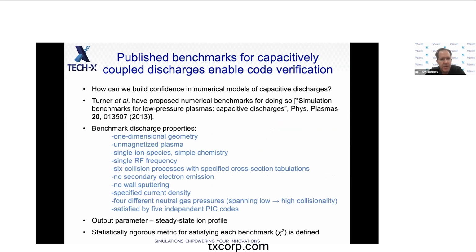So there's the salient question then. How do we build confidence in our numerical models of capacitively coupled discharges? There's been a number of benchmarks proposed in the literature by Miles Turner back in 2013 that are trying to tackle this problem. Essentially, the goal of these benchmarks is to create problems that everybody can do, that everybody can run their code and test against the benchmark results and see if you're able to get agreement with those benchmark results in some meaningful sense.